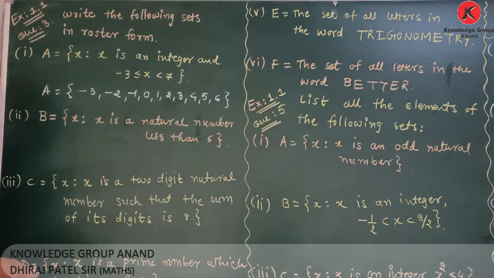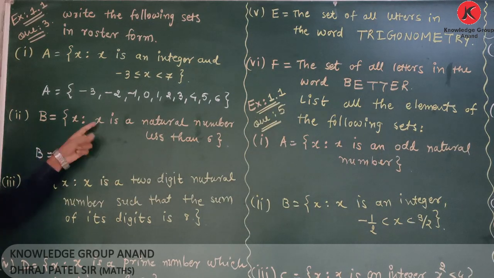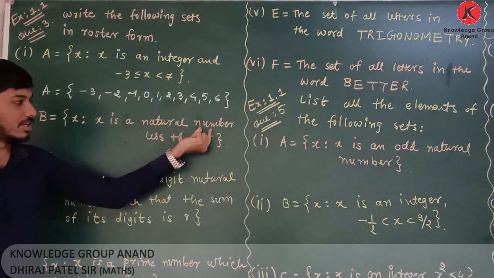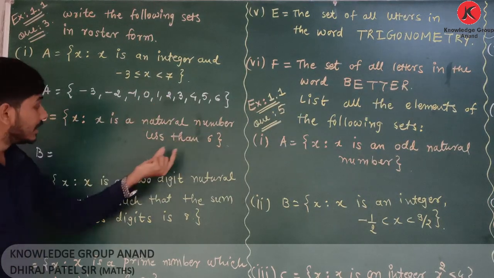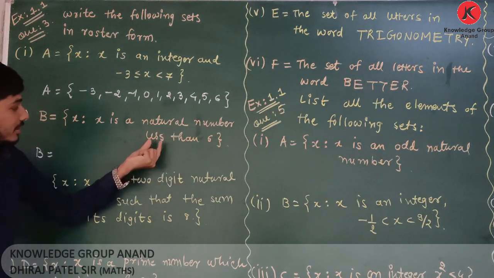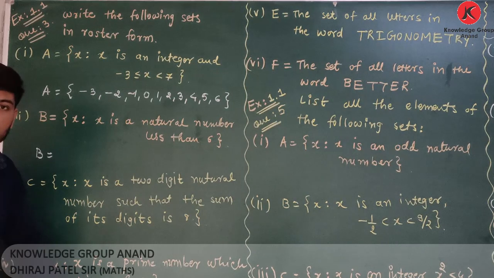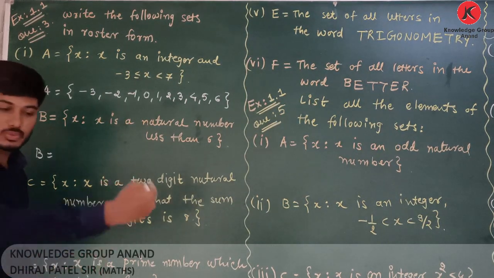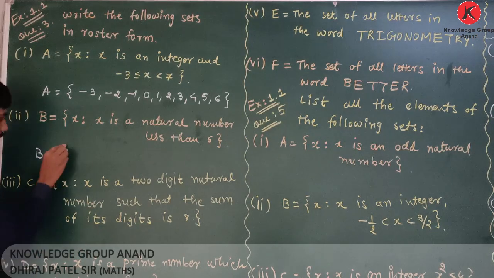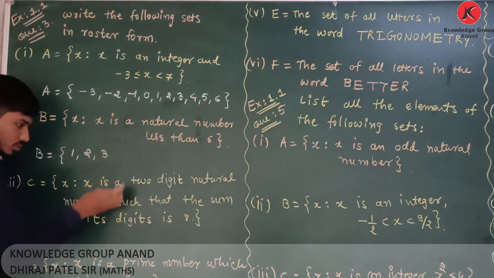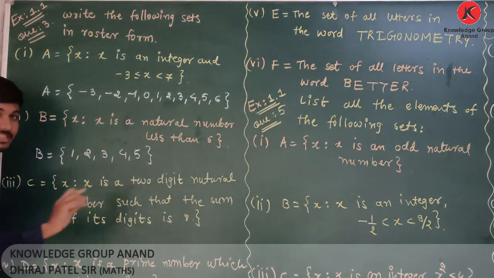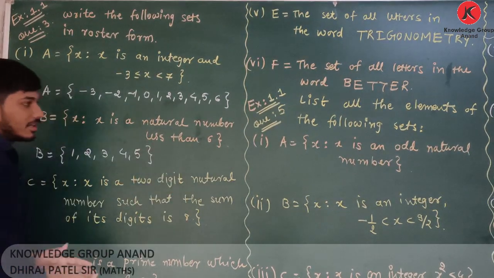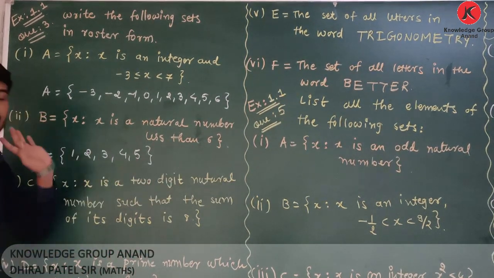Now going for the next question. Set B is given, B equals to x such that x is a natural number. There are many natural numbers 1, 2, 3, 4, 5 up to infinite. But the second condition is given, less than 6. So we have to write the natural numbers which are less than 6. That means 1, 2, 3, 4, 5. Less than 6 means we can't go for 6. If they had given less than or equal to 6, then you would have to write 6 here.